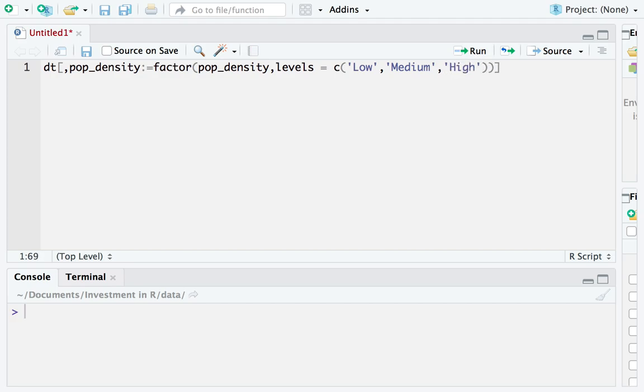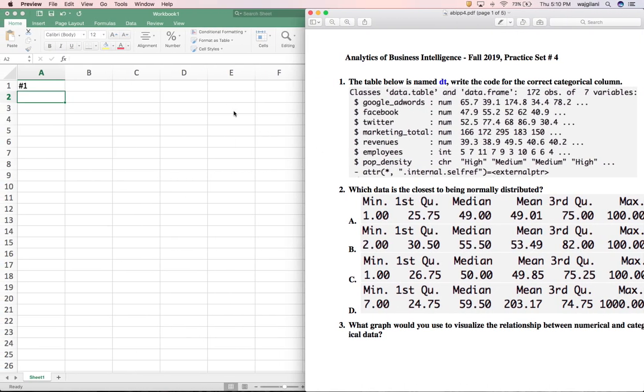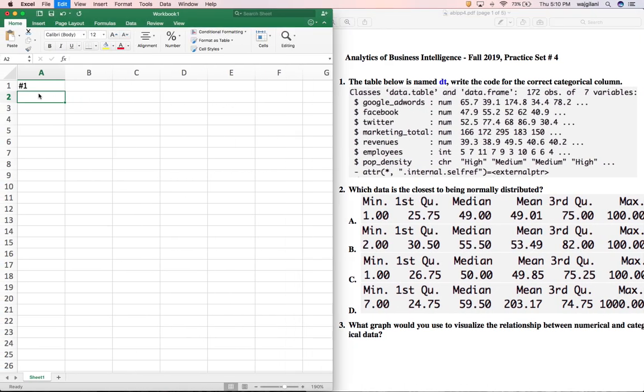All right, and I have to do the levels explicitly because I'm saying ordered equals true. All right, and that's the one answer for that question. Copy it over here so you guys have it. All right, there it is. Number 2.